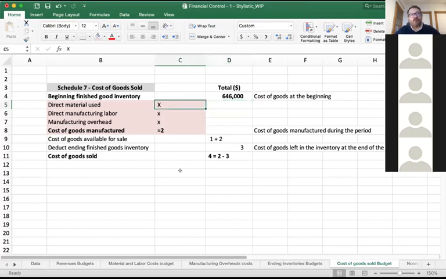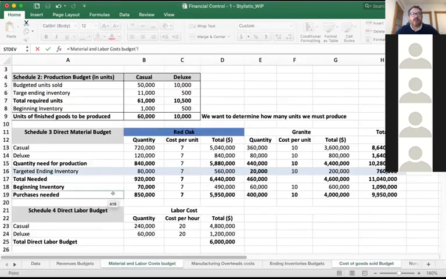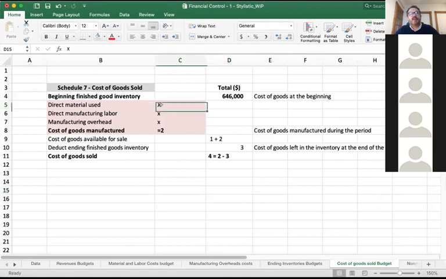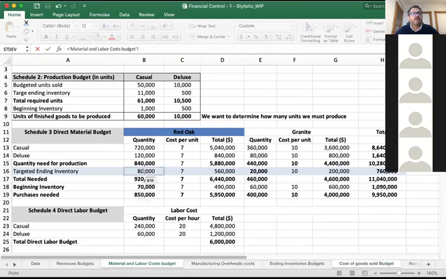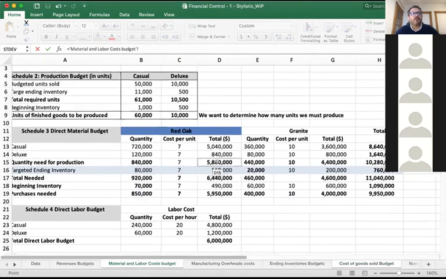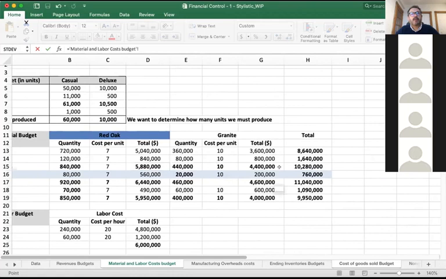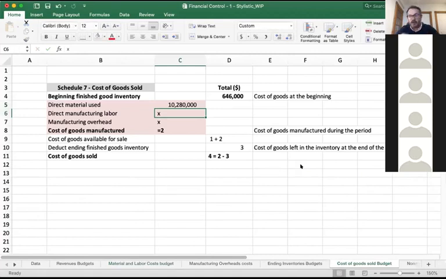For the direct material used, this is actually what I was discussing with Mr. Kian, because if I may use your mistake for pedagogy, he took this line, purchases needed. It's not what we want now. What we want is the direct material we use for production. So the line we need to use is this one, the quantity needed for production. This is 10 million 28, because this is what we really use in production. Okay, direct material used.